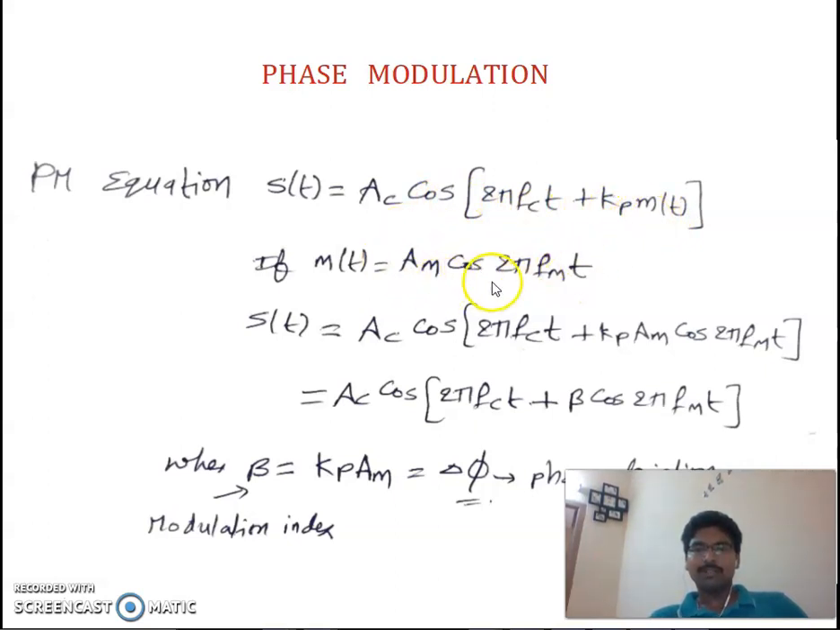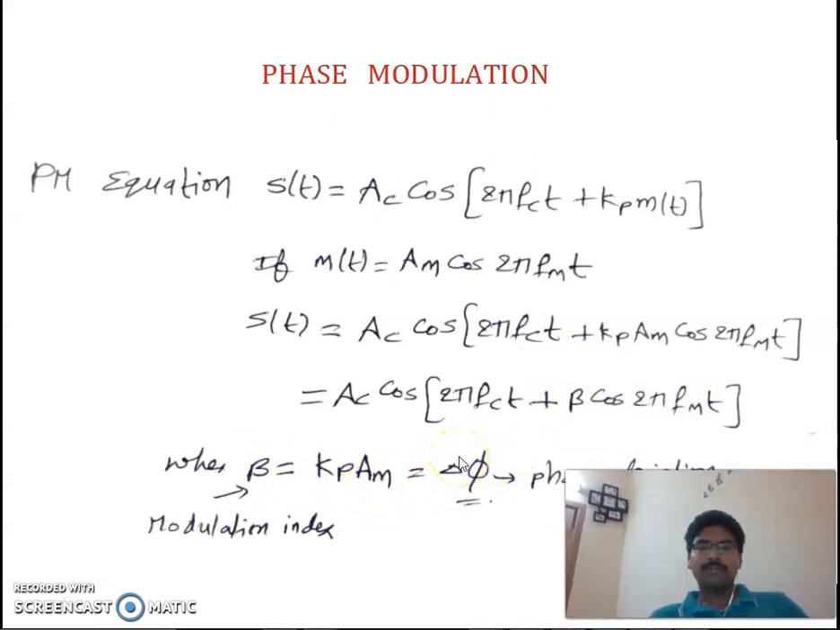We are considering Am cos 2 pi fmt here. So substituting this one here, we will get the equation AC cos of 2 pi fct plus kp into Am. We are writing that kp into Am as beta, the modulation index in this case, cos 2 pi fmt. Observe here that the modulation index is equal to kp into Am. It is nothing but the phase deviation here.